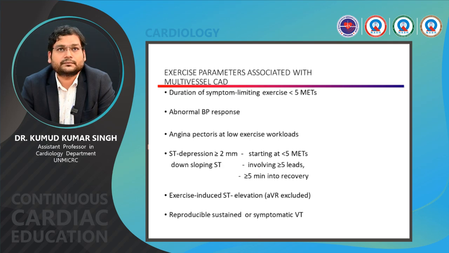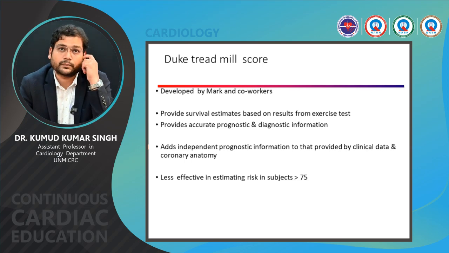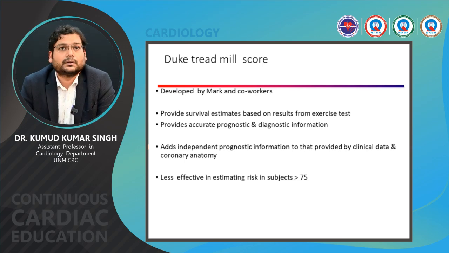Duke's treadmill score was developed by Marks and co-workers. It provides a survival estimate based on the result from the exercise test and provides accurate prognostic and diagnostic information. It adds independent prognostic information to that provided by the clinical data and coronary anatomy. It is less effective in estimating risk in subjects with age more than 75.